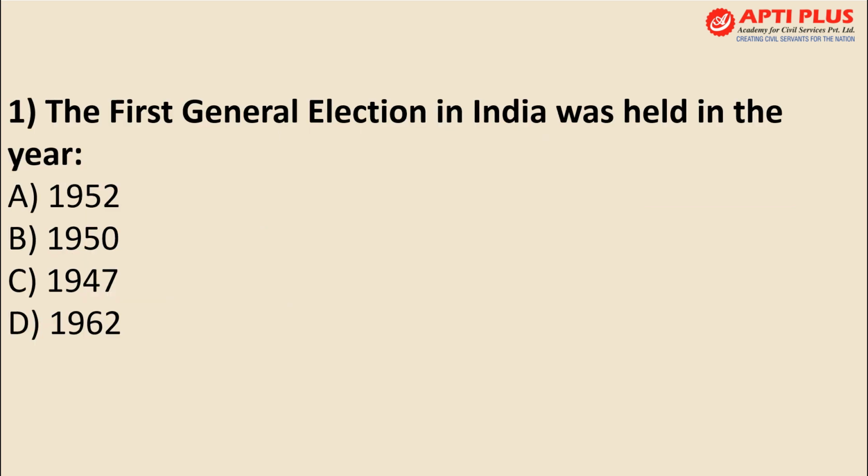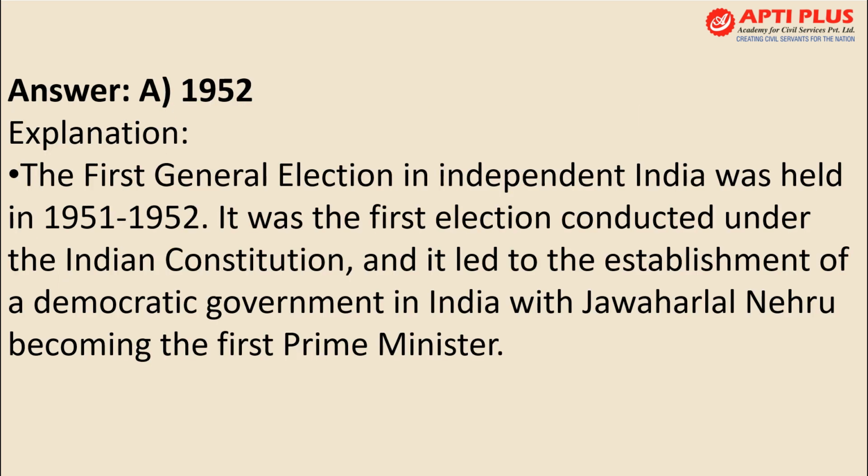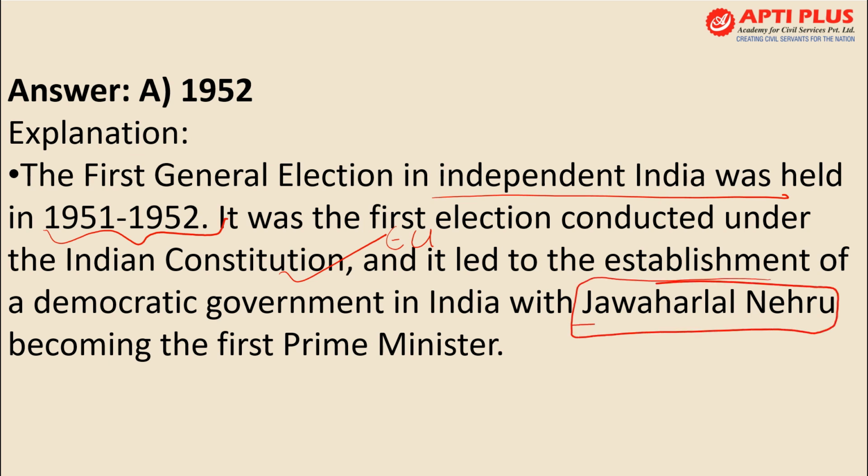The first general election in India was held in the year: 1952, 1950, 1947, 1962. And your answer is A, 1952. Let's see the explanation. The first election in independent India was held in 1951 to 1952, and it was conducted under the Indian Constitution by the Election Commission of India, which led to the establishment of the first government under Jawaharlal Nehru, who was our first Prime Minister.